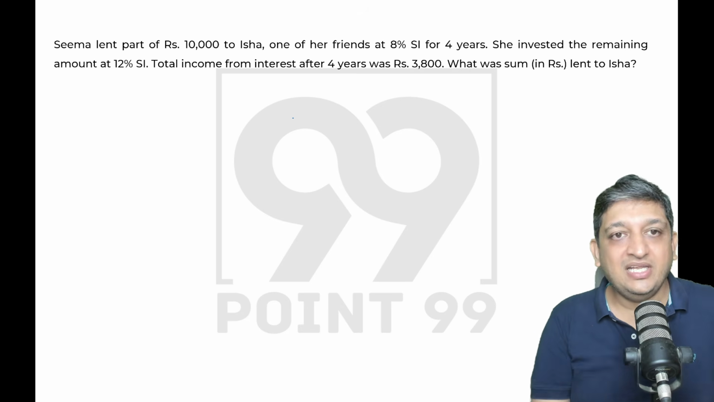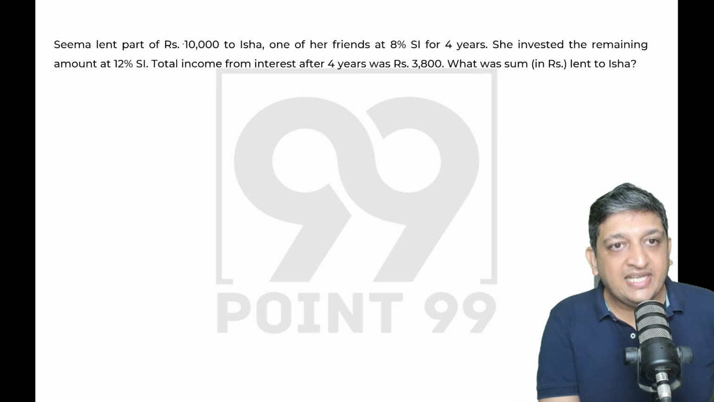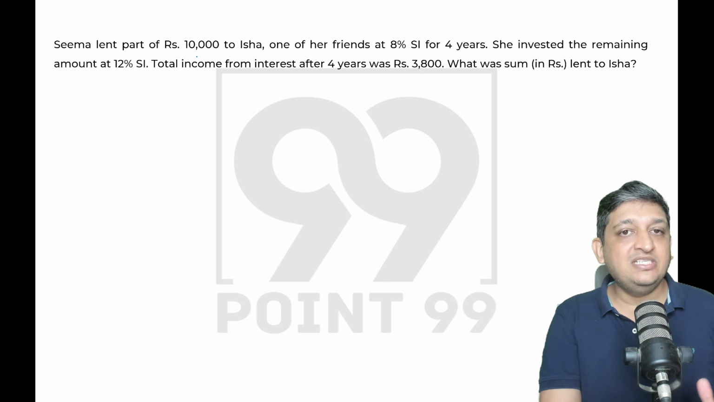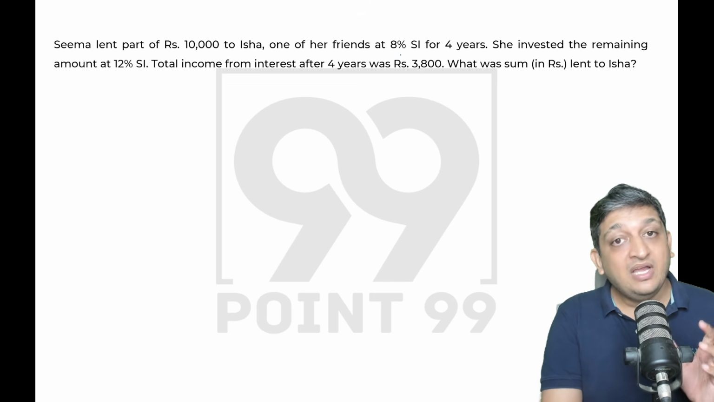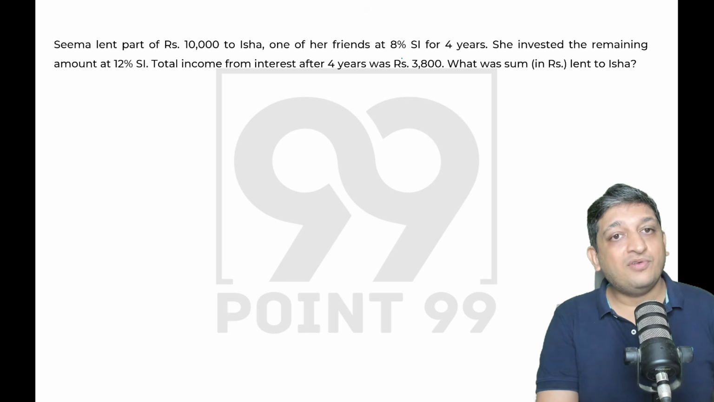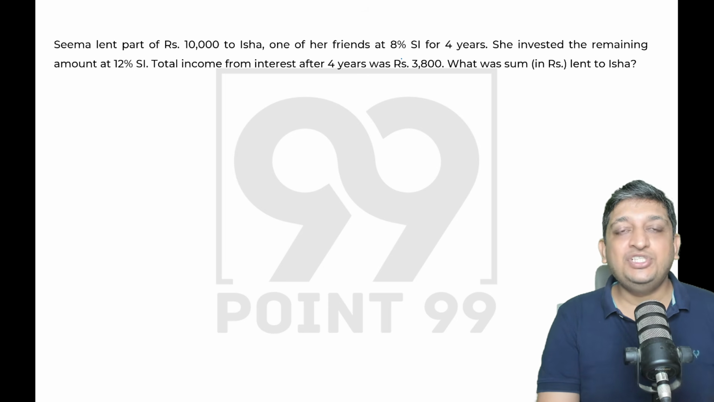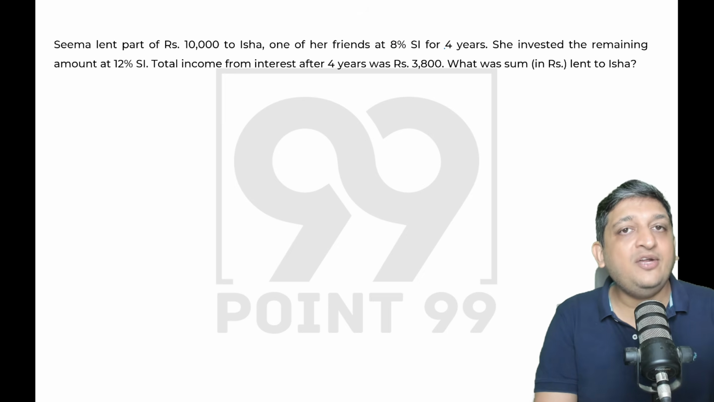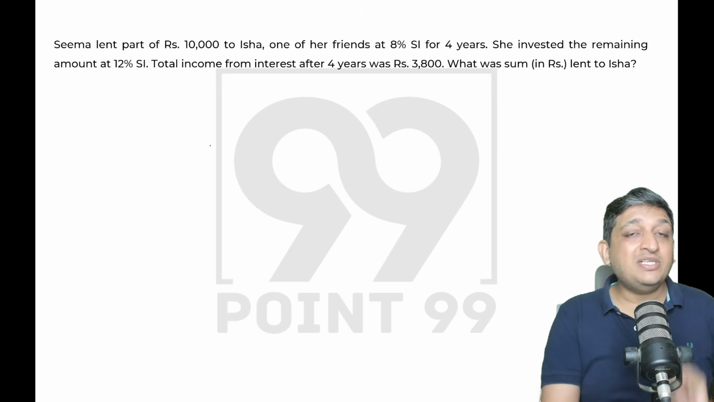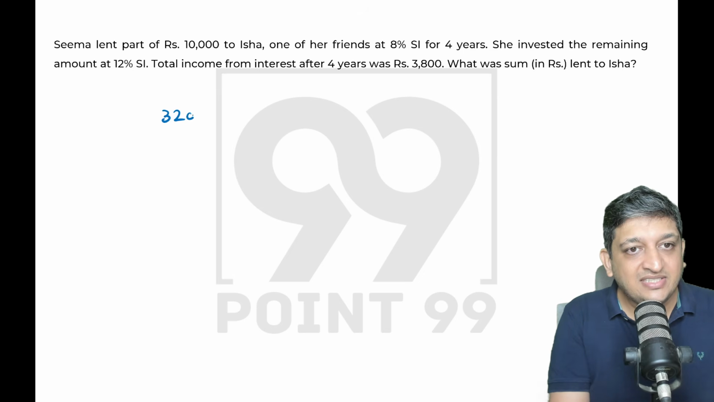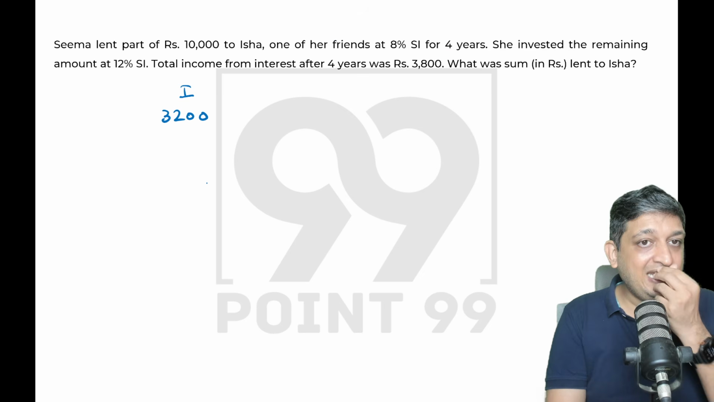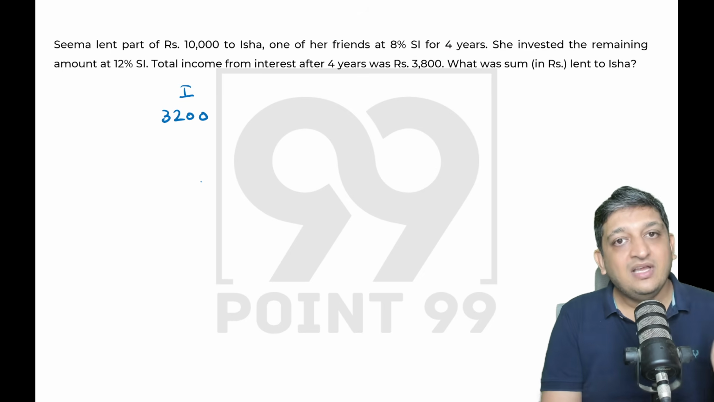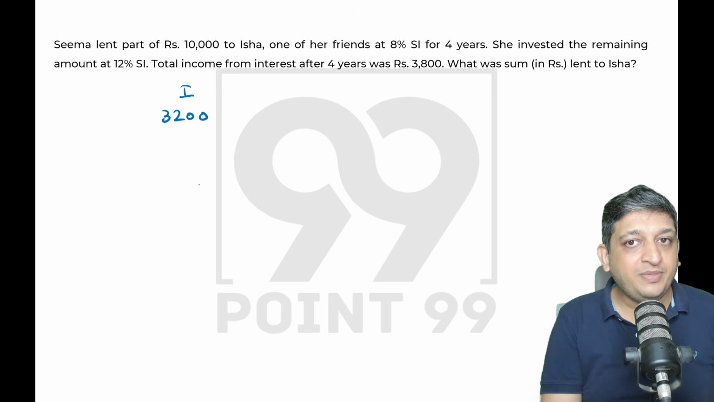Let's say, for example, if she had lent the entirety to Isha, all the 10,000 rupees that she had, the entirety of that principal she had given to Isha at 8% SI for 4 years, then how much money would she have got? 8% SI over 4 years is going to give me 32%. Now what is 32% of 10,000? We will say that it is 3,200 rupees. So if she had lent the entirety to Isha, then she would have got 3,200 rupees.